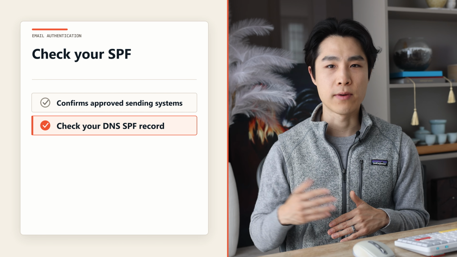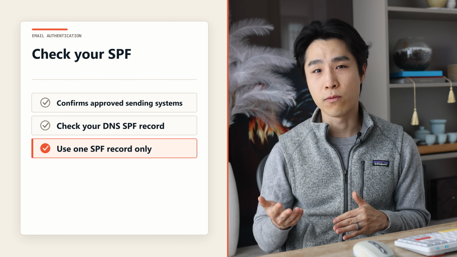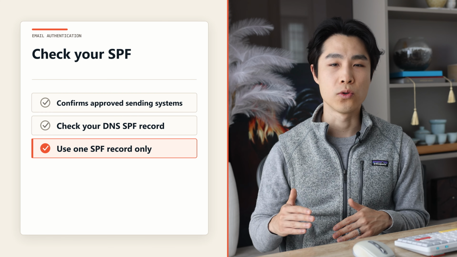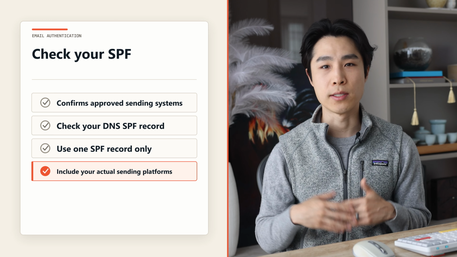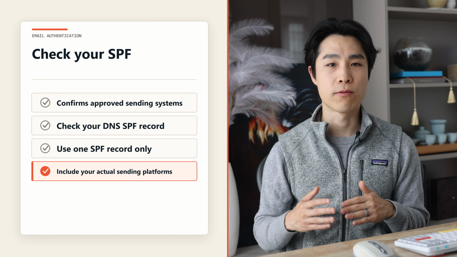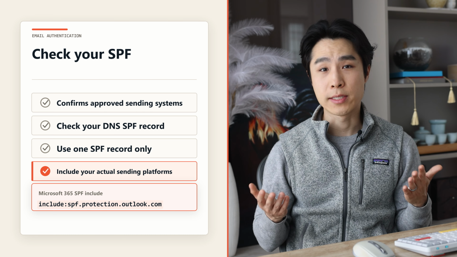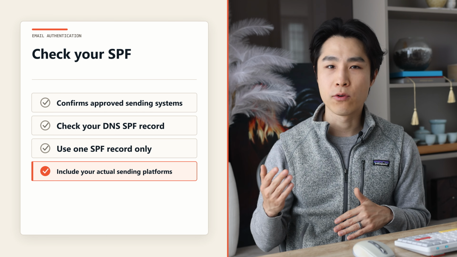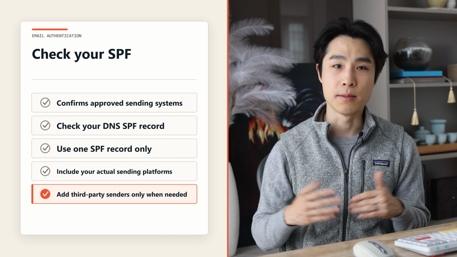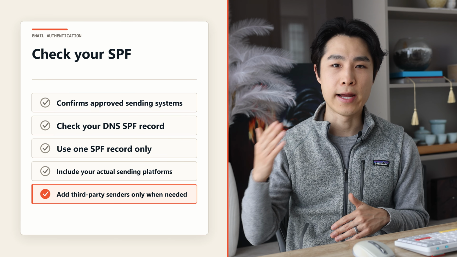So go to your DNS provider and check your SPF record. You should only have one SPF record for the domain, and it should include all of the platforms that you're actually sending mail from. If you send through Microsoft 365, your SPF record, for example, should include something like this. And for example, if you send through any marketing platforms, CRMs, billing systems, or a help desk system, the platform will also need to be included in that SPF record.